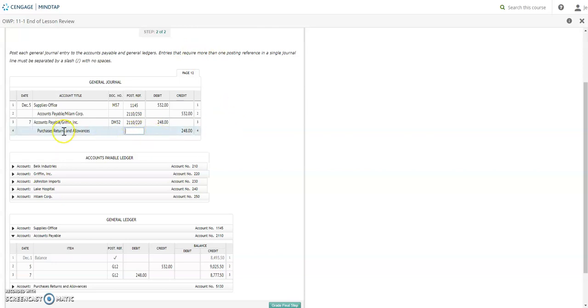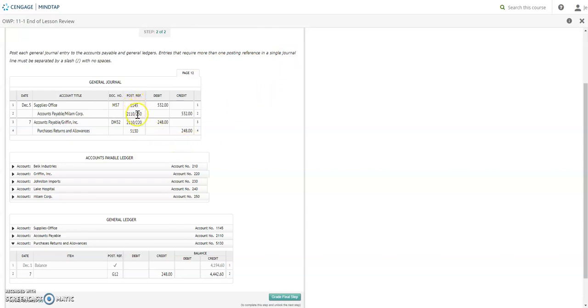Last one then, I'm posting to my Purchases, Returns, and Allowances. The date is the 7th, G12, and I have a credit here of $248. I have a credit and a credit, so I'm going to add. My new balance then is $4,442.6. Account number 5130 will go back up.